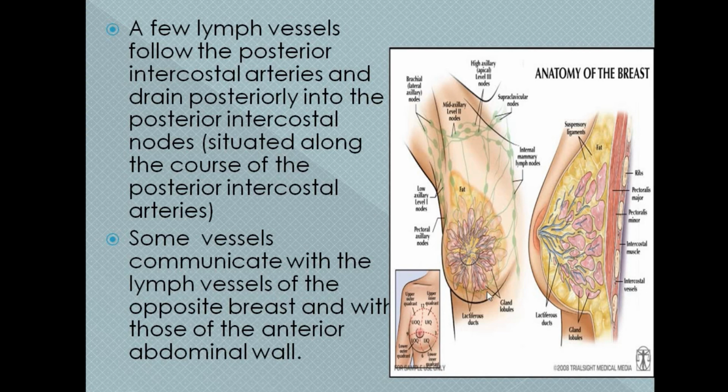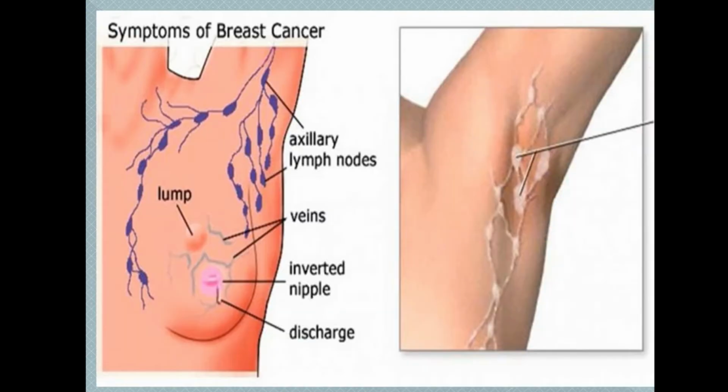But now the lower outer and lower medial quadrants drain through deep vessels. They drain not only into the abdominal or parathoracic group, but go deep down into the anterior abdominal wall, and they drain into the subdiaphragmatic or deep abdominal group of lymph nodes.